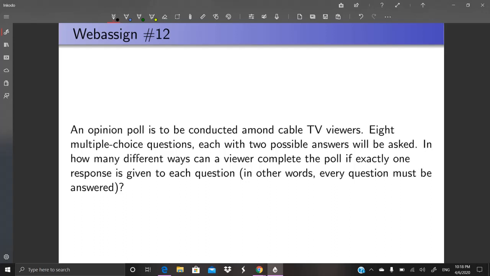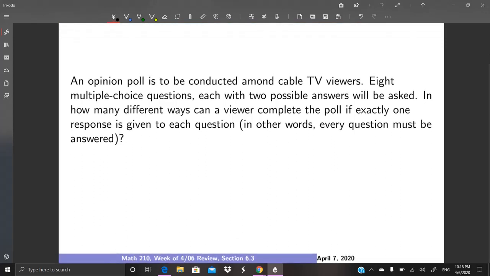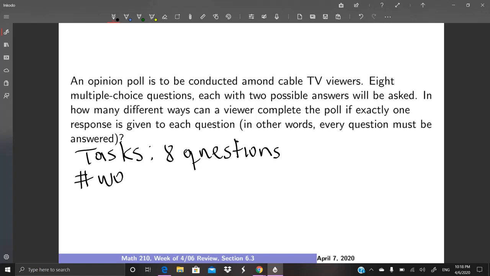All right, so now again, we have to do this whole business of figuring out what is our task. What are the number of ways to do this? So task. Well, our task here are the 8 questions. If you had 10 multiple choice questions, you'd have 10 tasks. So the questions are the tasks, and now the number of ways. Well, the number of ways here are the 2 possible options, so 2 possible answers right here. Those would be our number of ways to perform these tasks.